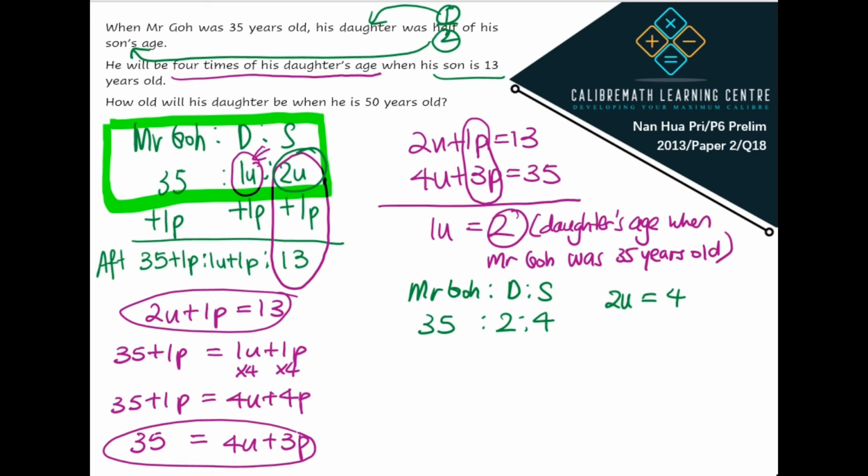Now the question wants you to find how old his daughter will be when he's 50 years old. So let's indicate that Mr. Goh became 50 years old some years later. Now we can find out how many years later that is by using 50 to take away 35, and that gives us 15. So that's plus 15. And so again, as I've mentioned previously, everybody will grow old by the same number of years. So if 15 years have passed for Mr. Goh, so that will happen to the daughter also. She will increase by 15 too.